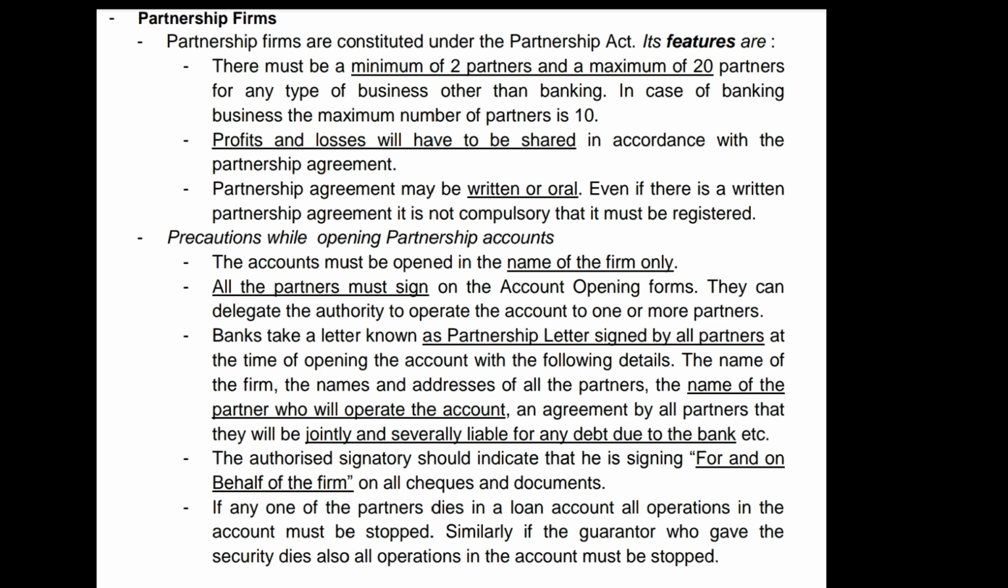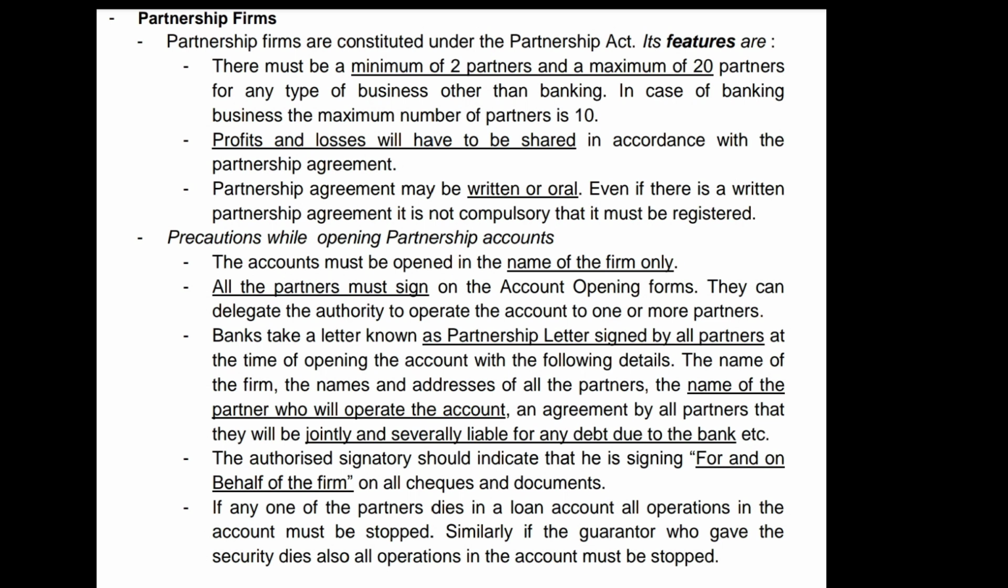Partnership firms. Partnership firms are constituted under the Partnership Act. Its features are: there must be a minimum of 2 partners and a maximum of 20 partners for any type of business other than banking. In case of banking business, the maximum number of partners is 10. Profits and losses will have to be shared in accordance with the partnership agreement. The partnership agreement may be written or oral. Even if there is a written partnership agreement, it is not compulsory that it must be registered.